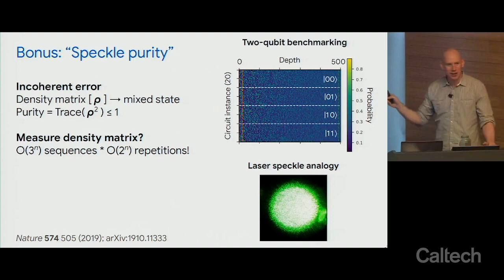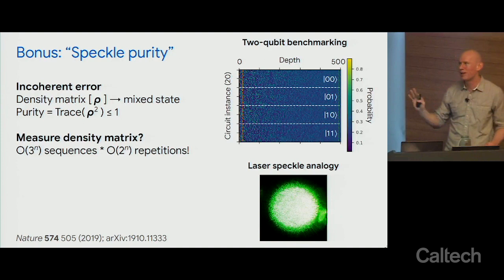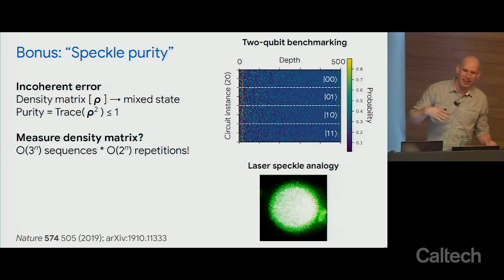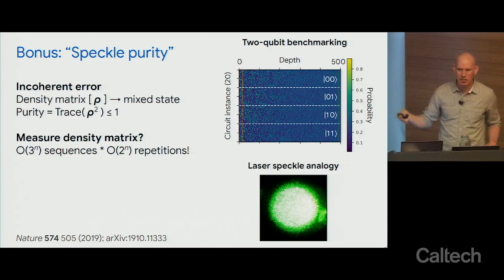There's another bonus, and I might apologize here. This is going to get a bit in the benchmarking weeds, so this might be just for the benchmarking enthusiasts in the audience. This is something called speckle purity, which is really fun, really delightful. So I was just talking about coherent error. There's another thing that's incoherent error, and this is error that takes our density matrix toward a mixed state. So it's depolarizing error. It's not what we want. It's something that happens, for example, from energy loss in the qubits.